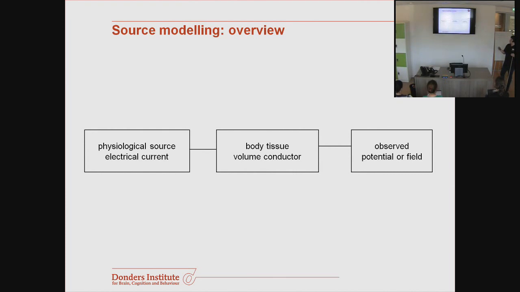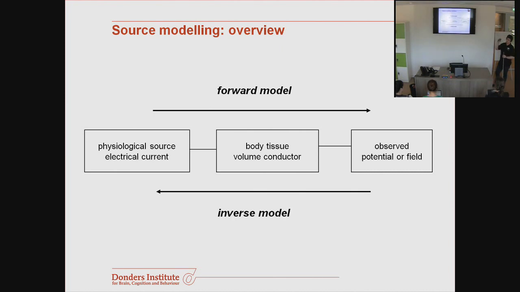So in source modeling you have to deal with these three elements. You have to find a way going from the physiological source where the electrical current is present, through the body tissue where the electrical current is conducted, up to the sensor level where you measure your data. Finding a solution through this is commonly known as the forward model or forward solution, and finding the way back is called inverse modeling. You learned a little bit about that. We are going to focus on a particular technique to find out where the fish is, which is beamforming.